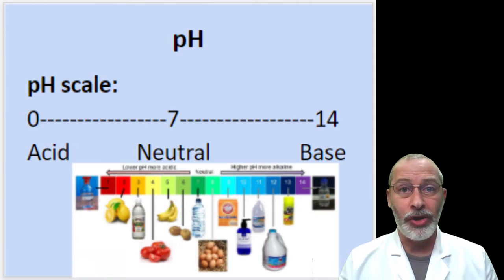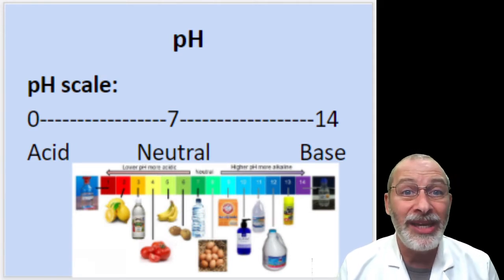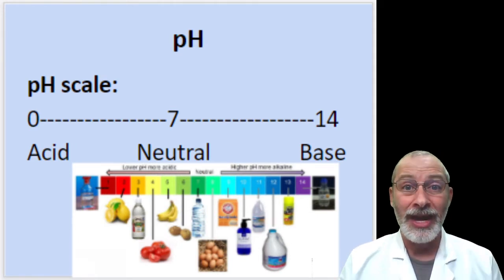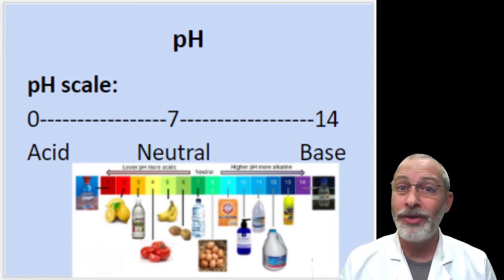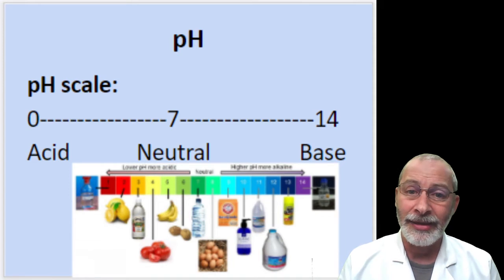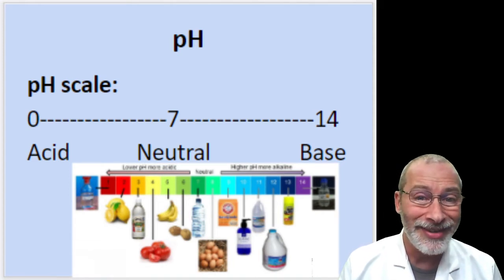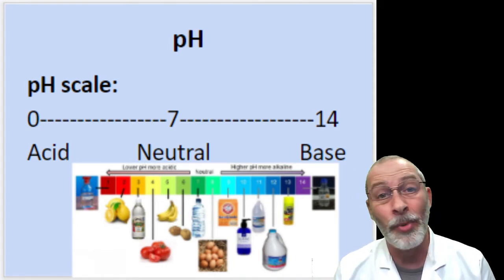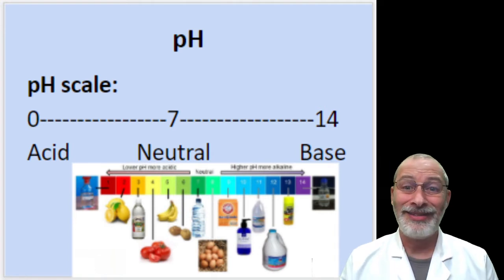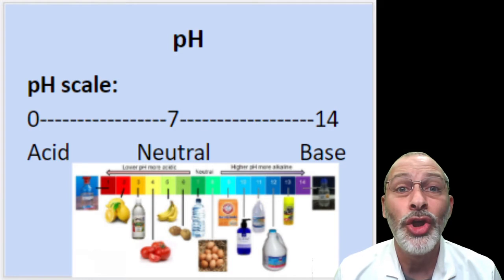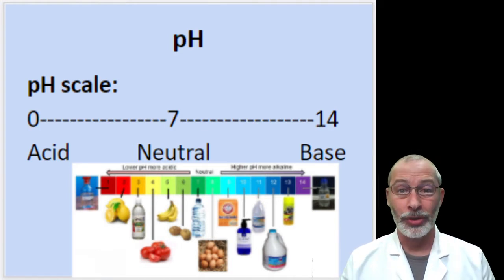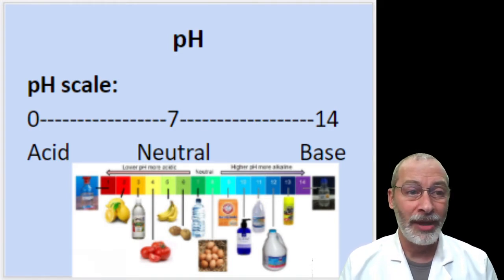Yesterday, if you recall, we ended with the pH scale. The pH scale is a range of numbers from 0 to 14. The lower the number, the more acidic. The higher the number, the more basic. And right in the middle is number 7, which is neutral. Neutral is right in the middle.